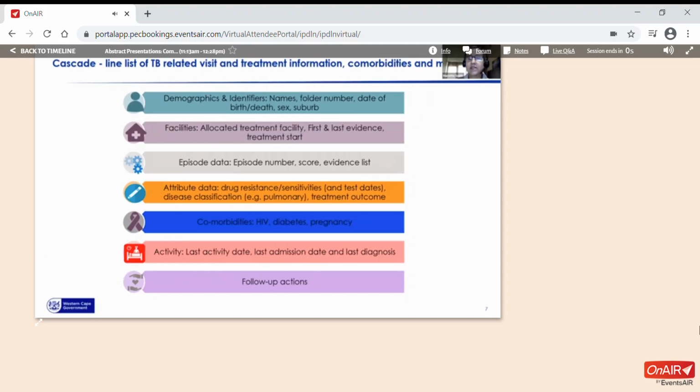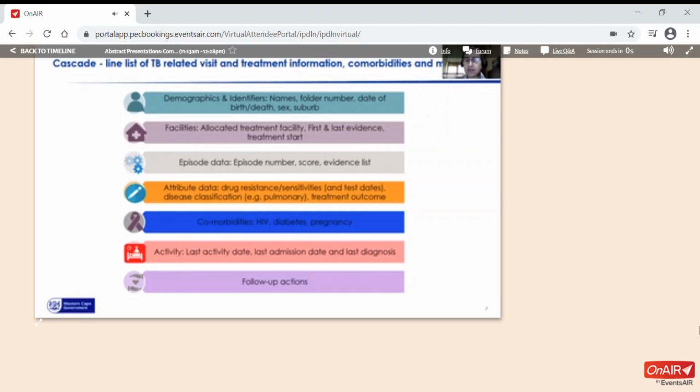And after inferring a diagnosis, we can then generate a line list of all TB-related visit and treatment information for an individual for each time they are newly diagnosed with TB, which can be multiple times across their lives in our high-burden setting. The line lists are in continuous development with extensive consultation with clinicians and clinical managers in order to produce a set of information that will be useful and actionable where necessary. So developing these information-rich cascades can be very rewarding for us analysts.